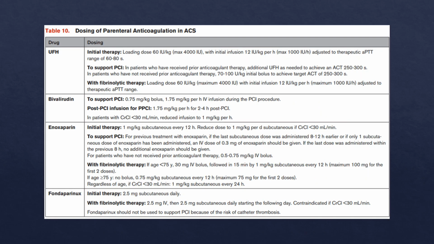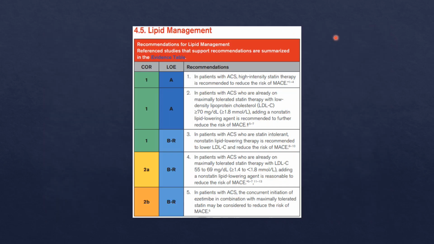Coming to lipid management, these guidelines recommend use of high intensity statin therapy to reduce the risk of MACE. The target must be less than 70 milligrams per deciliter, and if this target cannot be achieved with statin therapy alone, then a non-statin lipid-lowering agent is recommended to be added. And in patients with ACS who are statin intolerant, non-statin lipid-lowering therapy is recommended, and it has got a class 1 recommendation.